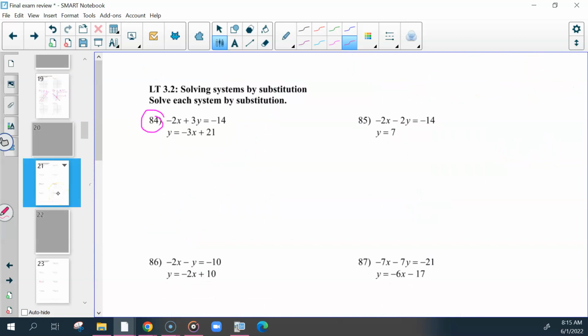We'll do this one. I don't think we'll have time for the second one. So for the second objective, that's solving systems by substitution. If you have an equation where one of them is already solved for x or y, you're going to take that equation, put it into the other one, where that variable is. So -2x plus 3 times, in parentheses, put this equation, -3x plus 21, and then equals -14. Then you could start solving for x.